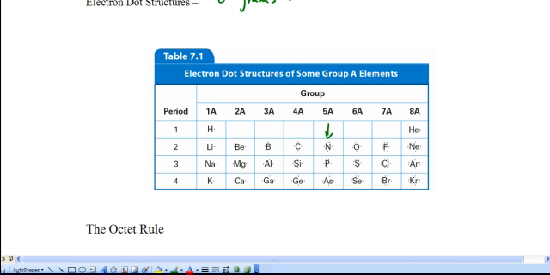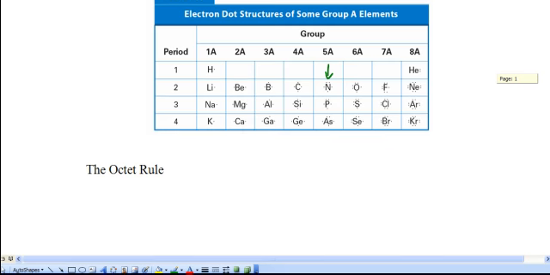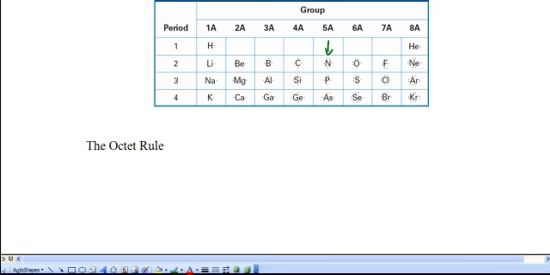Helium is an exception because there's only 2 electrons that are allowed in helium. And so they place them together, but that is definitely the exception to the rule. What a guy by the name of Gilbert Lewis noticed in the early 1900s is that atoms will tend to lose or gain electrons to achieve 8 electrons in their outermost energy level. And it's called the octet rule.